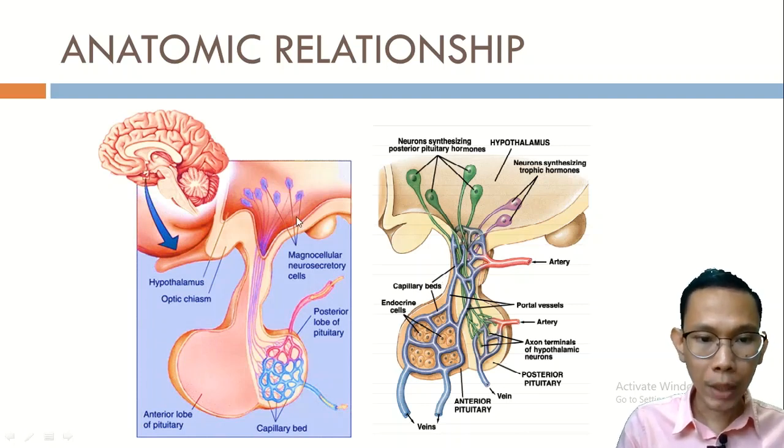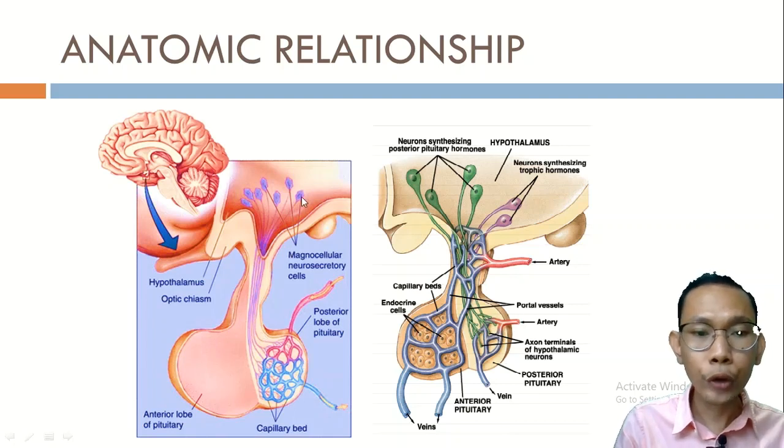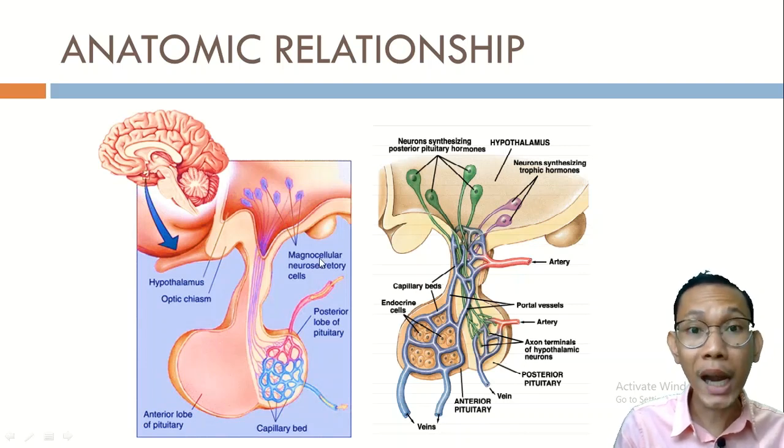Doc, what is this? This one here are your neurosecretory cells. As you can see in this diagram, your neurosecretory cells are connected to your posterior lobe of your pituitary gland. I repeat, your neurosecretory cells are connected to your posterior lobe of your pituitary gland. Doc, what is the importance of that? Remember, as I said, your posterior pituitary gland does not produce its own hormone because its hormone comes from the neurosecretory cells of your hypothalamus.